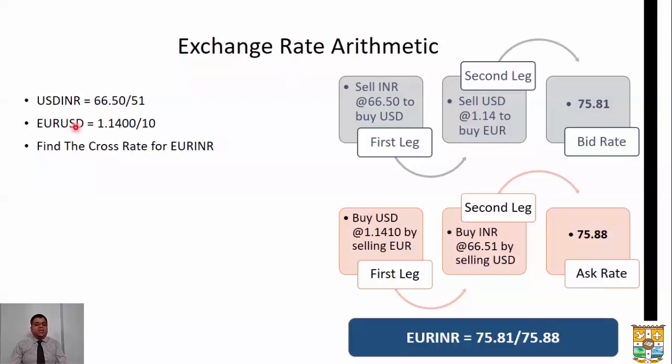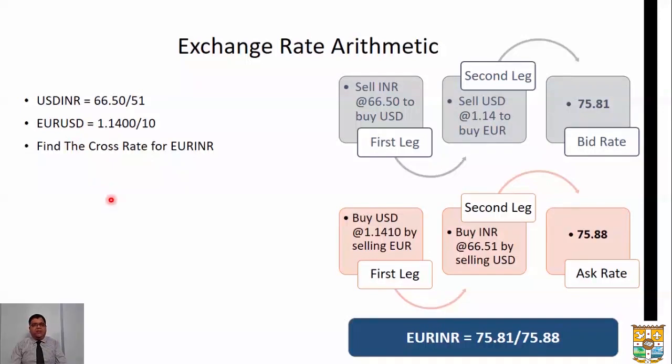First, we sell INR. While determining the bid rate, we will sell INR to the market maker at 66.50. Thereafter, we will get the USD and we will sell the USD to buy euro at 1.1400. So that gives us the rate of 75.81. You can calculate this with any quantity, maybe 100 USD INR. You convert it into Euro USD and you will find that the rate is coming to be the same.